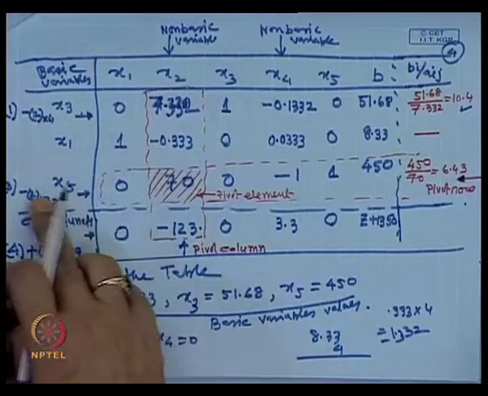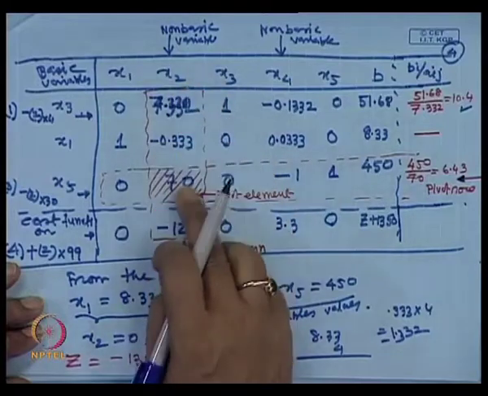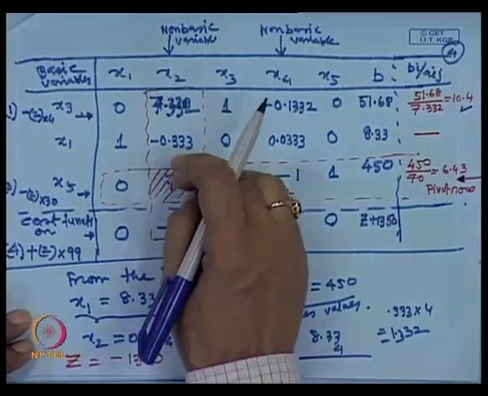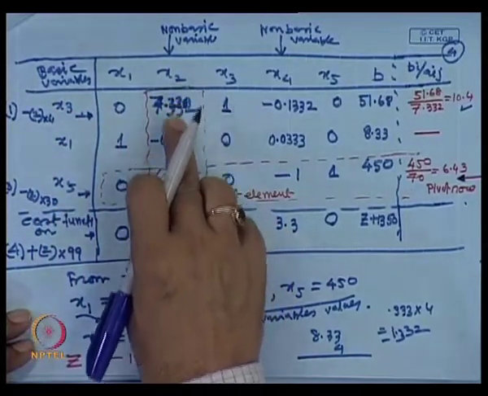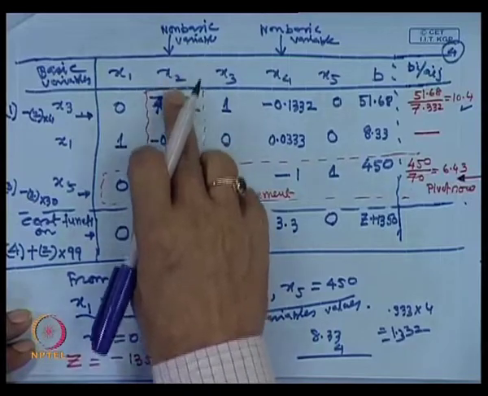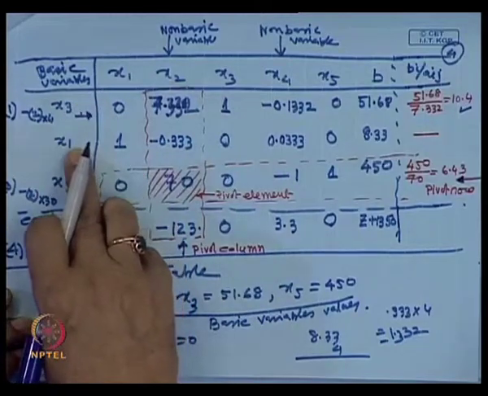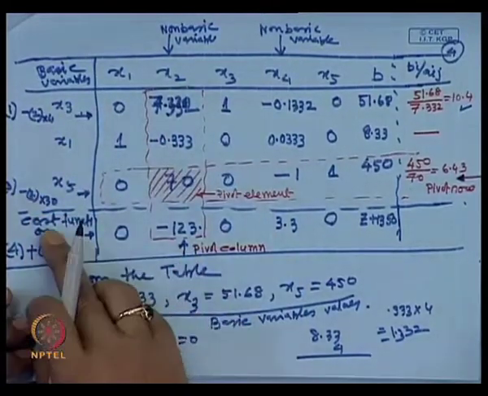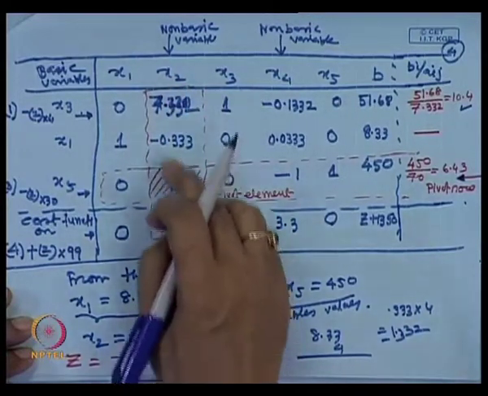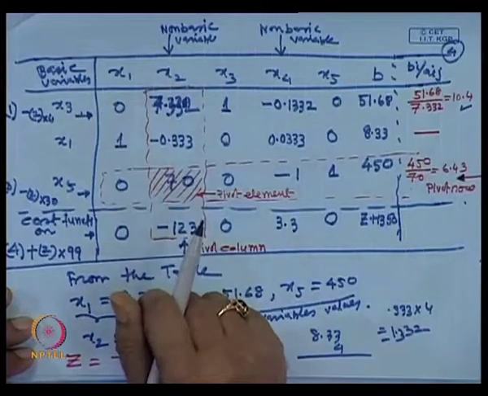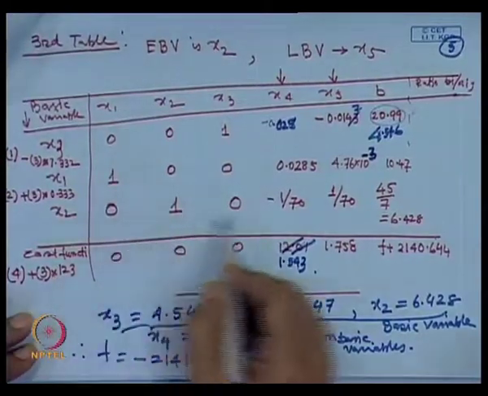So, equation 3 is to be divided by 70 in order to make the coefficient of x 2 equal to 1. In the other equations, equation number 1 and equation number 2, the coefficient associated with x 2 must be 0. Similarly, in the cost function, the coefficient associated with x 2 must be 0. These things we can do by elementary row operations. Once you normalize this by 70, we will get this equation.